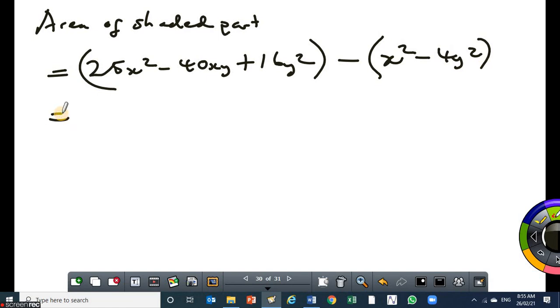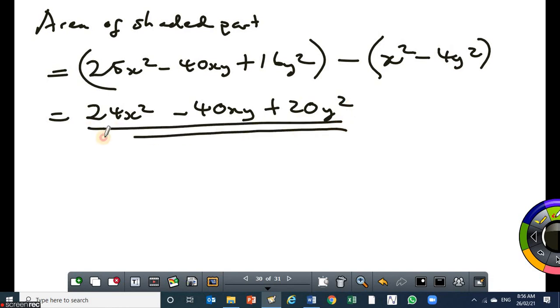Right? So you will end up getting 24x squared. Remember, you only subtract the like terms. Then we don't have the term in xy there, so I'll pass that, and minus 40xy, 16y squared plus 4y squared, I'll get positive 20y squared. Okay. Just mark your work if you did the rest.